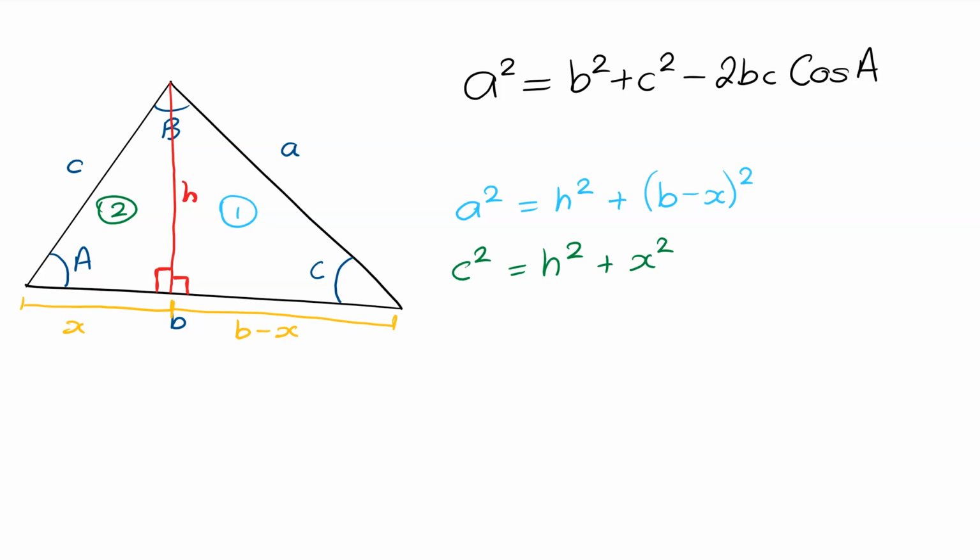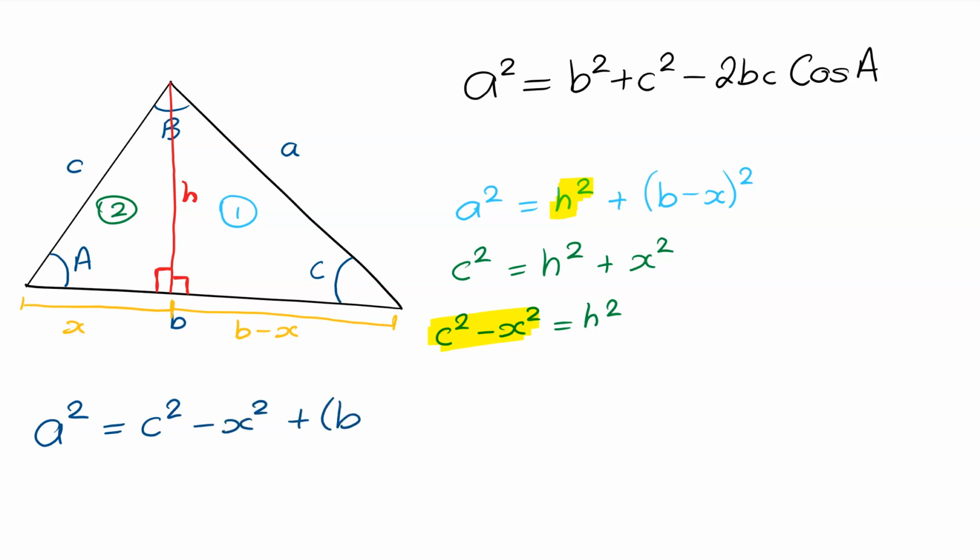Now I'll take this x squared across to the other side, so it becomes c squared minus x squared equals h squared. And I'll take this part over here and replace it with the h squared right there. So I'll come down over here. You get a squared equals c squared minus x squared plus (b minus x) all squared.